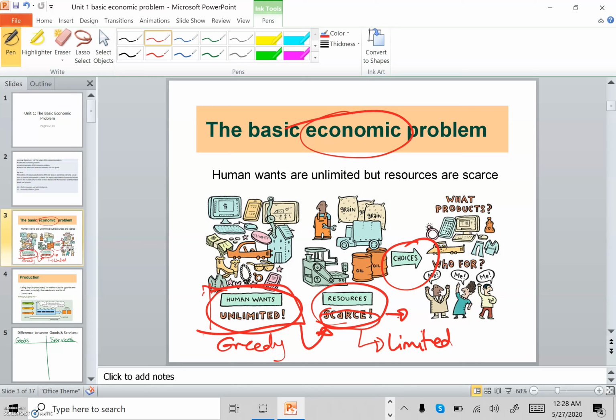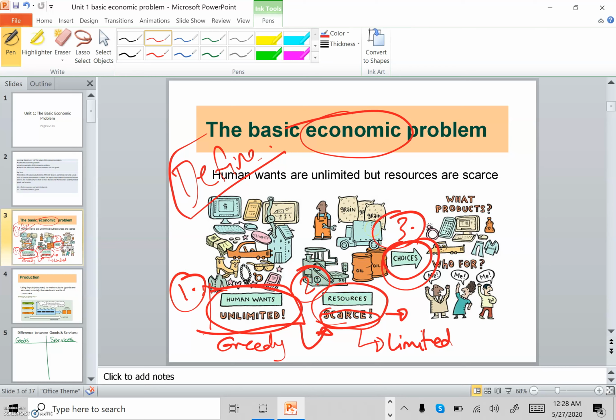So when you are asked about the economic problem, or you might be asked to define the economic problem as an exam question, when we need to define, you need to say that we have scarce resources and people have unlimited wants. This is why they have to make choices. They have to choose what is best for them. So as you can see, you need to mention three things: 1, 2, 3.